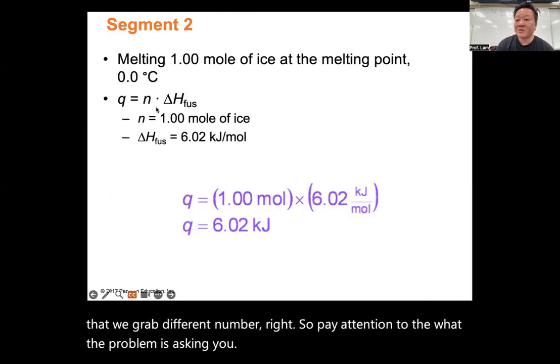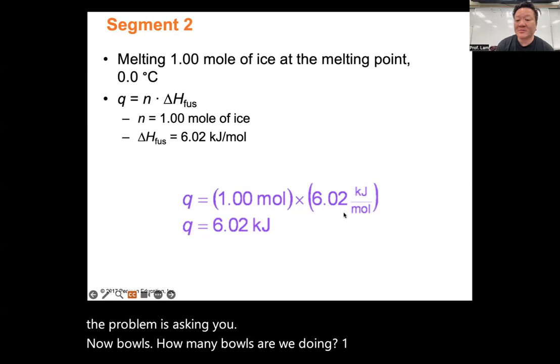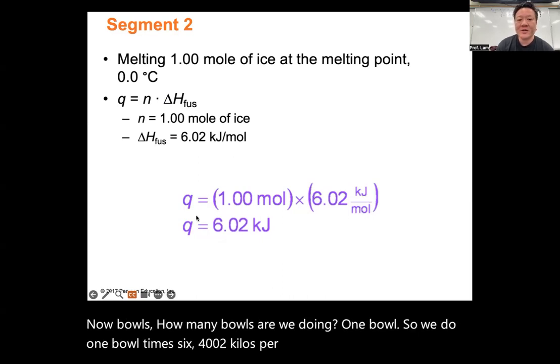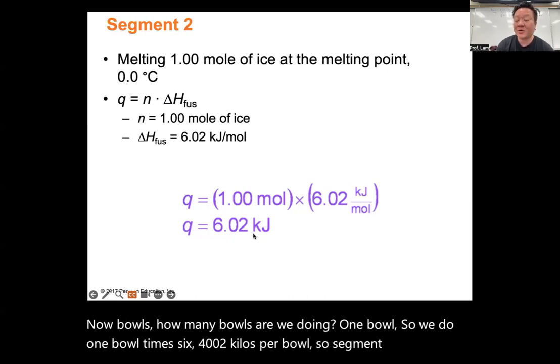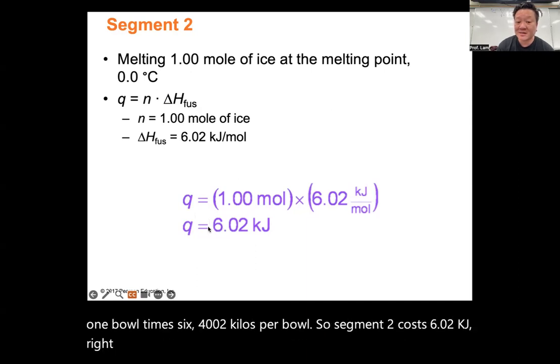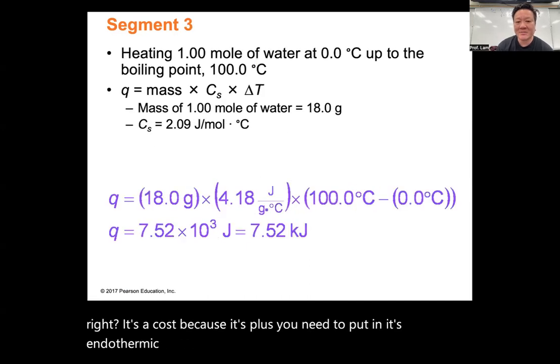Now, moles. How many moles are we doing? 1 mole. So we're doing 1 mole times 6.02 kilojoules per mole. So segment 2 costs 6.02 kilojoules, right? It's a cost because it's plus. You need to put in, it's endothermic, right? Put in that much energy.